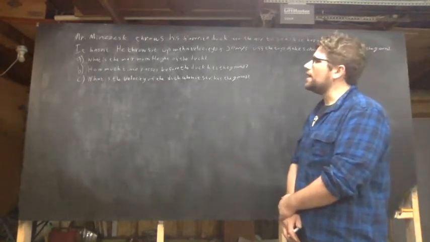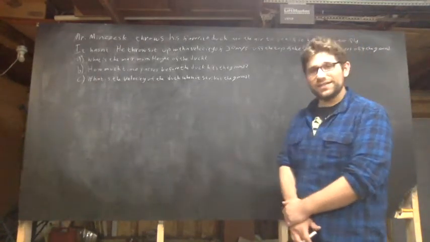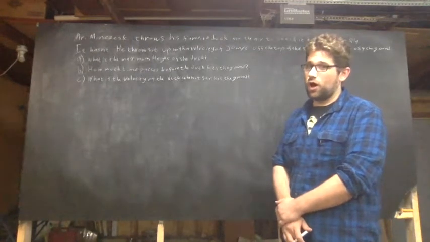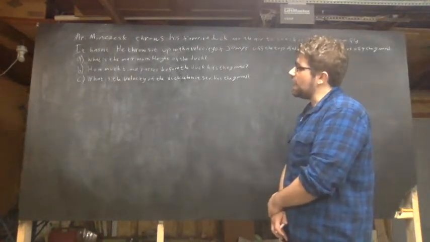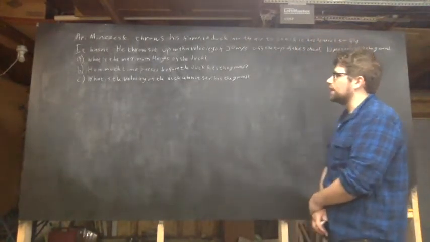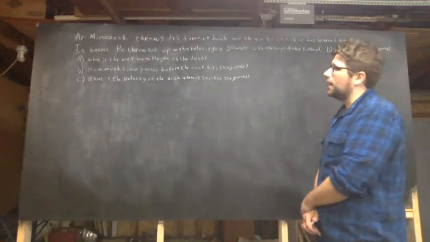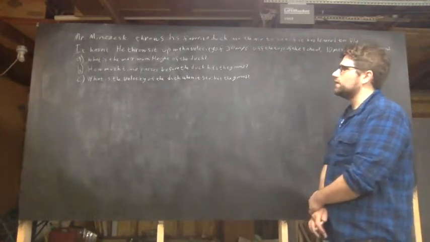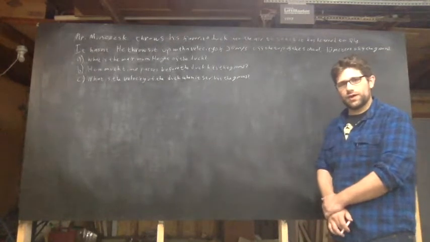I want to know, A, what is the maximum height of the duck, and that will be off of the ground. B, how much time passes before the duck hits the ground? And C, what is the velocity of the duck when it strikes the ground?